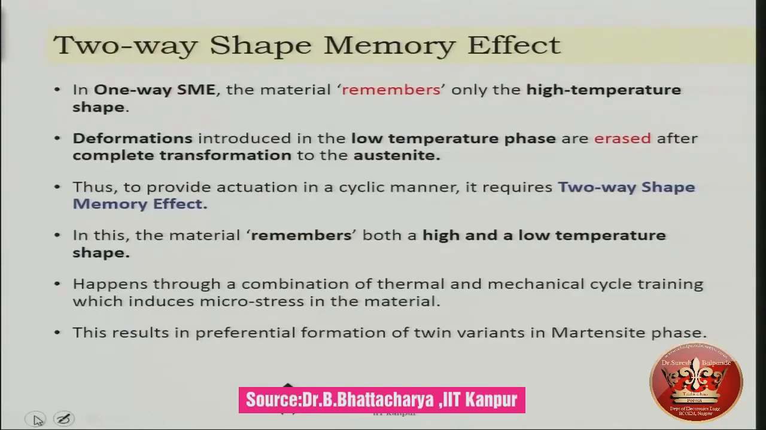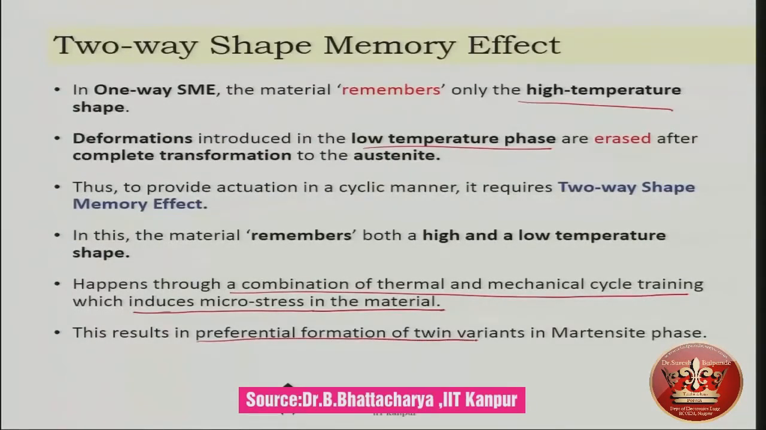Now in the two-way shape memory effect, it remembers both the high temperature shape as well as the low temperature shape, which is generally not erased in this particular case. The secret for this is that you need to have a combination of thermal and mechanical cycle training so that it will induce micro stresses in the material. Then only at the low temperature phase will it be able to go back to the exact shape that you have trained it to have. So this would result in a preferential formation of twin variants in the martensite phase.